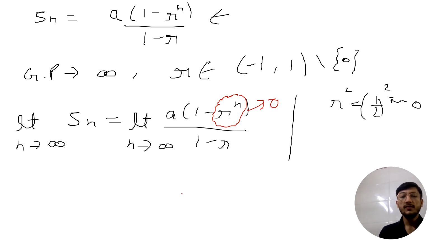If it is going to 0, what is left behind? It is a divided by 1 minus r. So this is the sum of infinite terms of a GP if I want to calculate. So this is the formula.